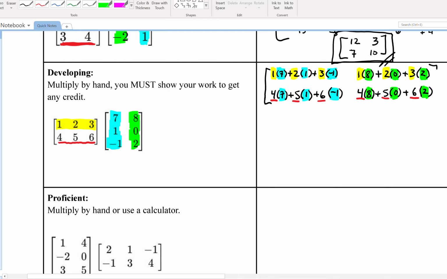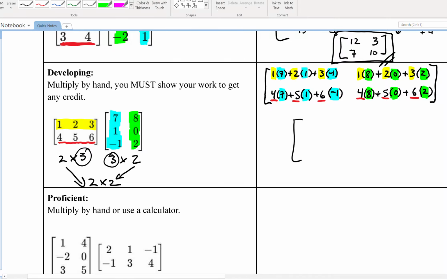We're going to have a 2 by 2. This is a 2 by 3. This is a 3 by 2. Because these two are the same, our final answer is going to be a 2 by 2. So now it's just crunching the numbers.